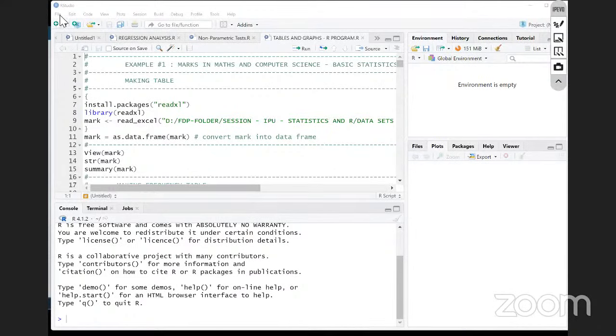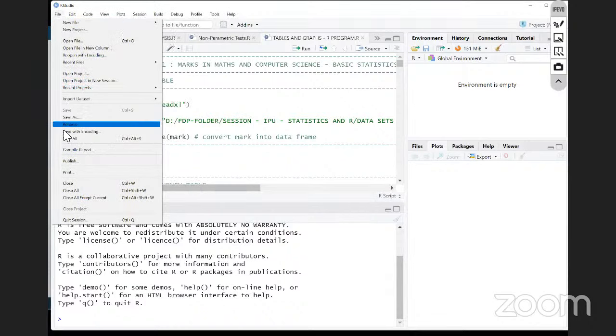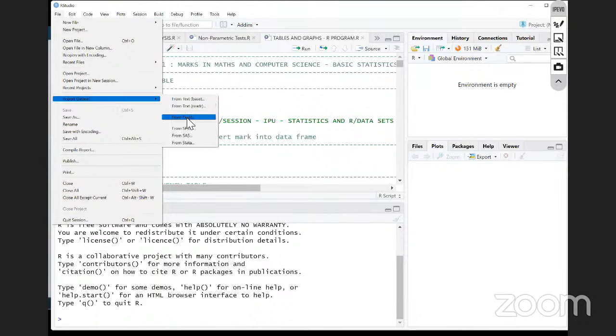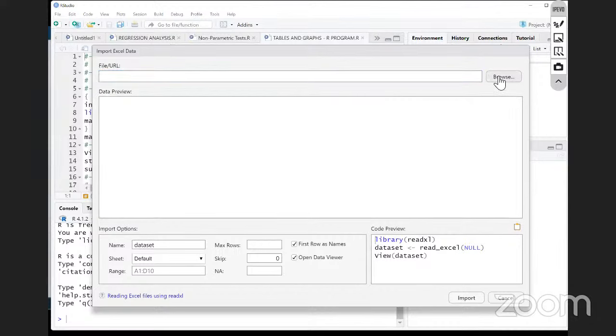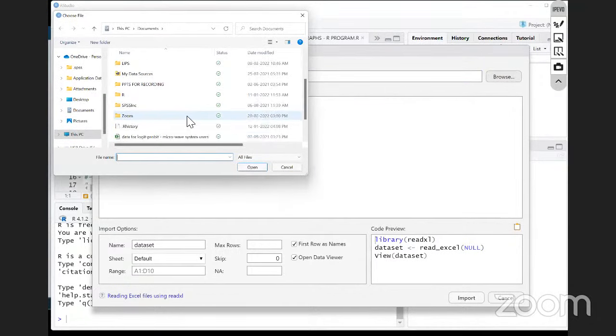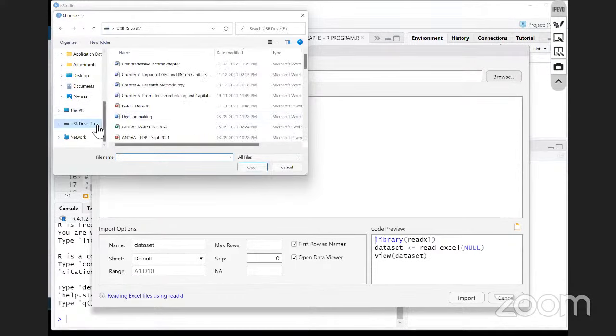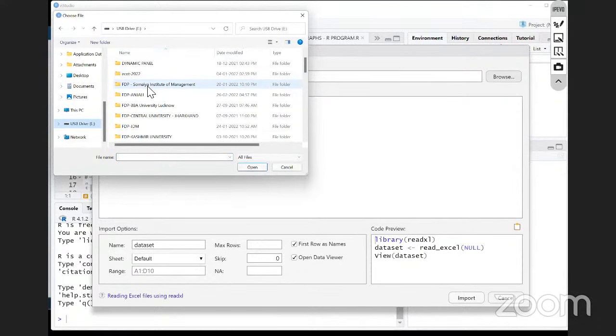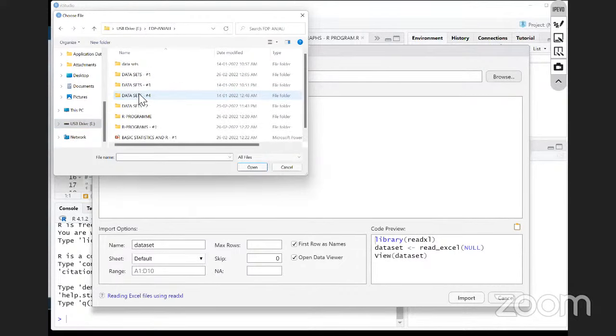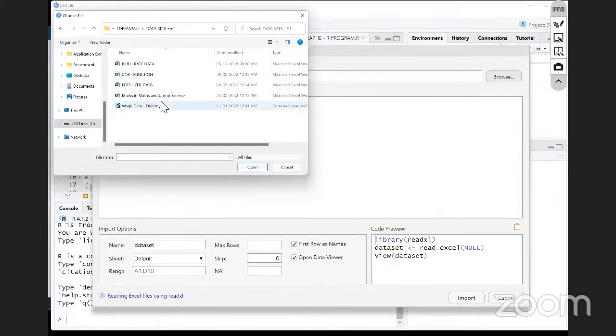So I go to file and import data set from Excel, browse, and select the file with marks in maths and computer science.